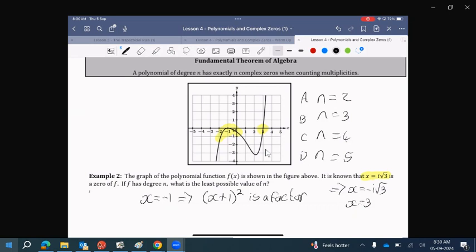Yep. What else could we determine? Why do we know the degree is odd? Because the function increases and decreases without bound, so it must be an odd degree function. So 5. Thank you very much. Excellent answer.